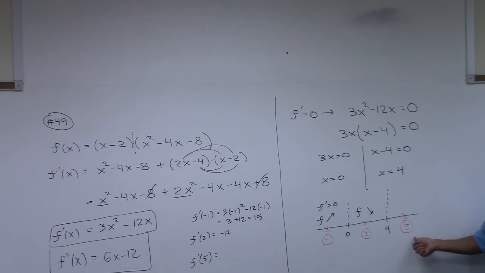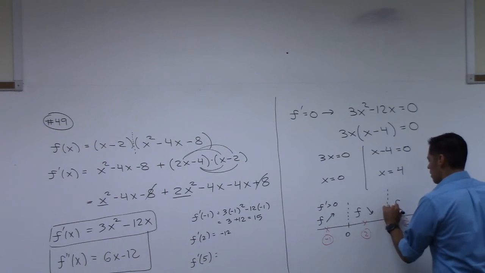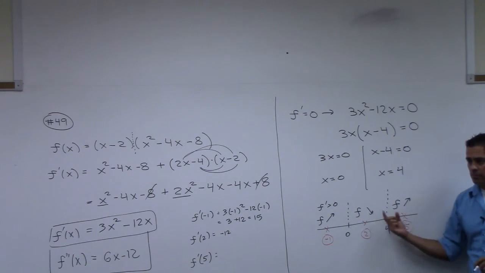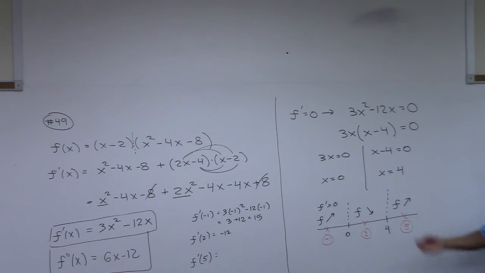And then you have to plug in 5. You get another positive number. So I'm not going to show those steps, but is that okay? You understand what I'm doing with these? Everyone clear? Okay. So our function goes up, then down, then up.